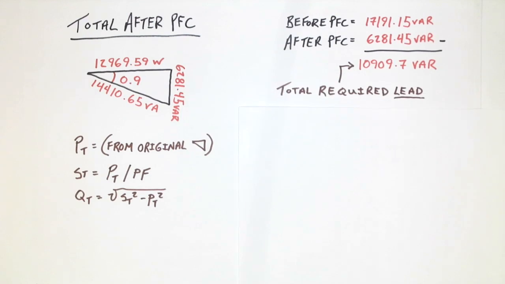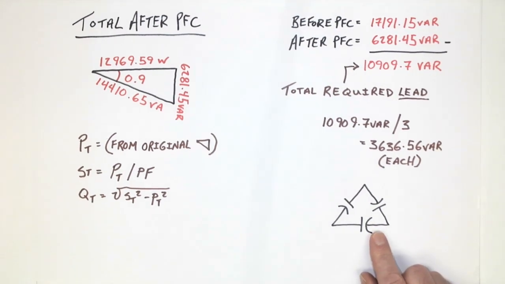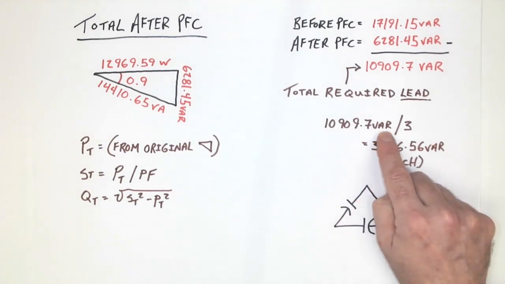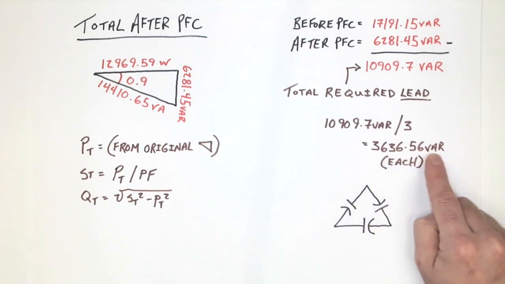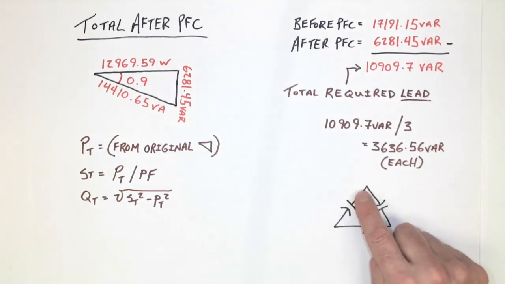Now what we're going to do is take the before power factor correction VARs and after power factor correction VARs and subtract the 2. This gives us just over 10,000 VARs, and that would be the total required leading VARs for my capacitive bank. Now remember, in the question, they said we have a total leading VAR requirement that's going to be supplied by a delta bank. And this delta bank is going to be individual single-phase capacitors. That means I'm taking my 10,000 VAR, dividing by 3, and I get just over 3,600 VAR for each individual capacitor that I will assemble in a delta configuration.